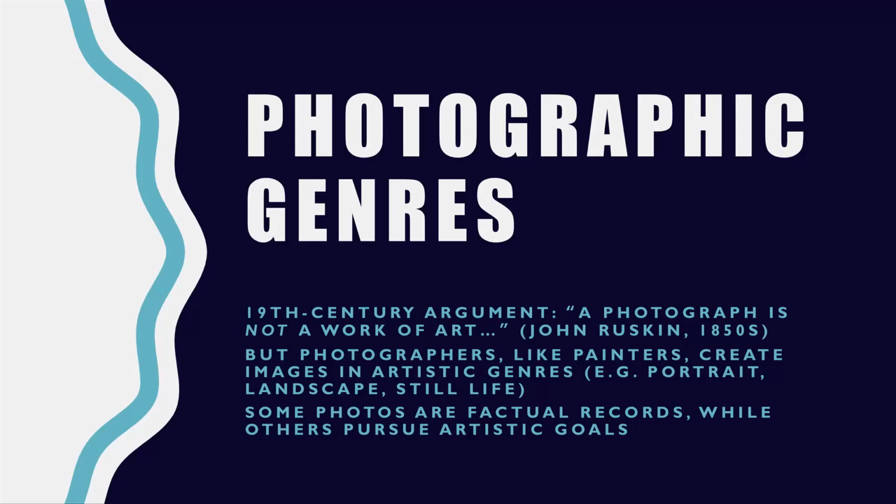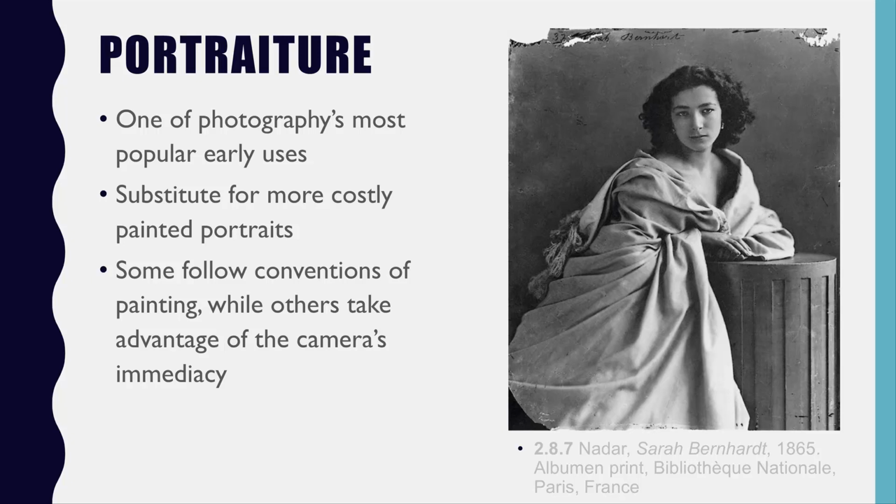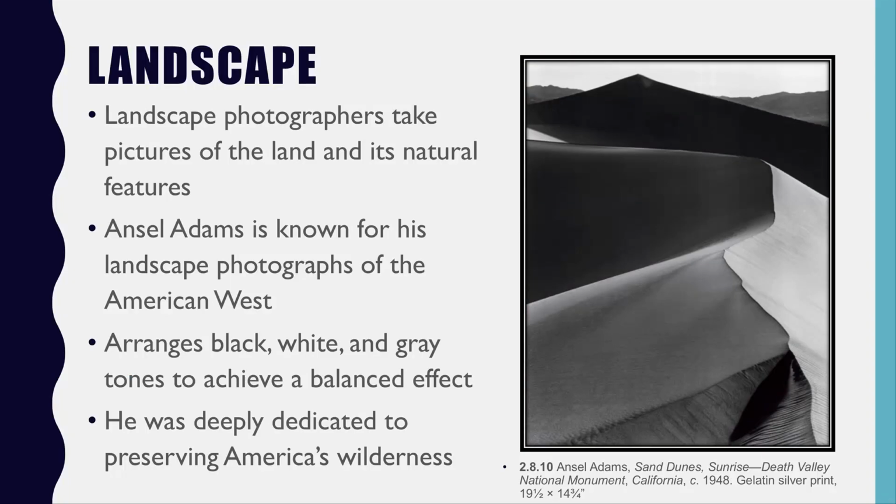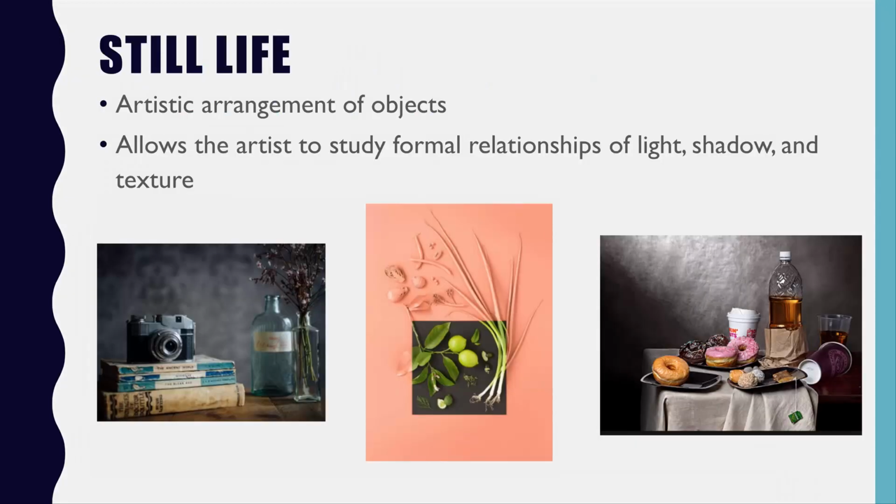Let's look at different themes within photography. We've got portraiture. In this portraiture, there's the concept of soft focus where the edges are blurred and the center is in focus and is therefore the focal point. Landscape. Still life is the arrangement of objects and their intentional placement for that image, that photograph.